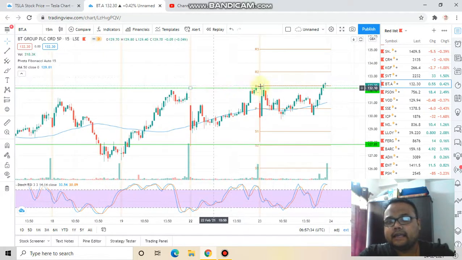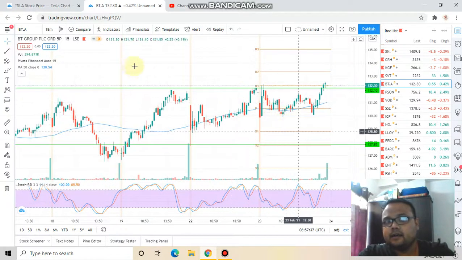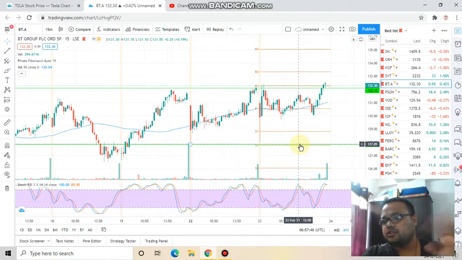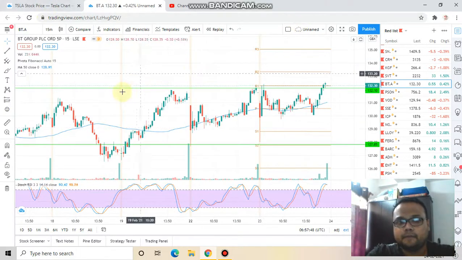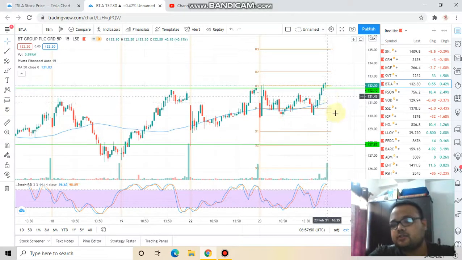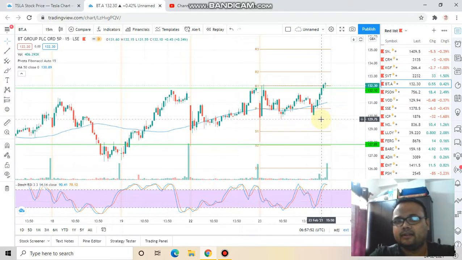In case you get BT at the 127 level, and if you spot some reversal or bounce from above, you can buy. Do not sell the stock. If BT crashes from here, do not sell it. That would be risky.